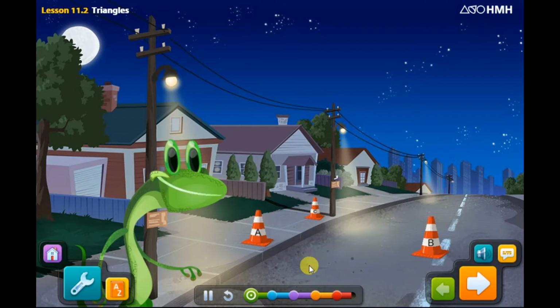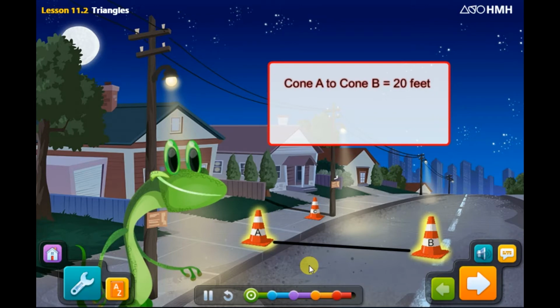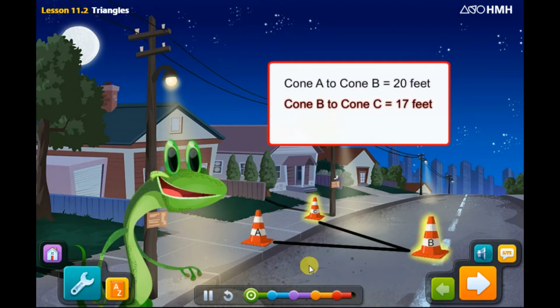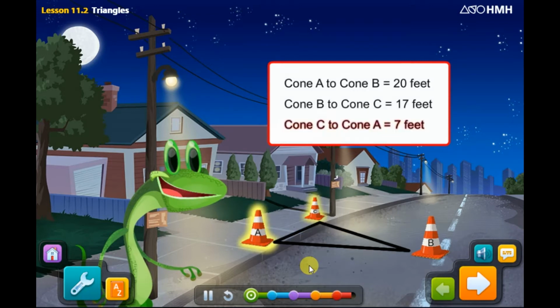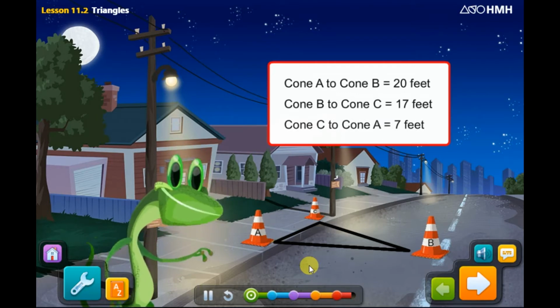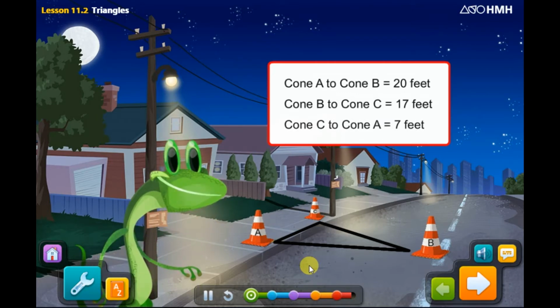Let's think about cones. The distance between the first 2 cones is 20 feet. The distance between the second cone and the third cone is 17 feet. And the distance between the third cone and the first cone is 7 feet. Do you have any equal sides? I think knowing these distances will help us classify this triangle. But maybe knowing more about the angles will help too. We need to investigate. Come on!